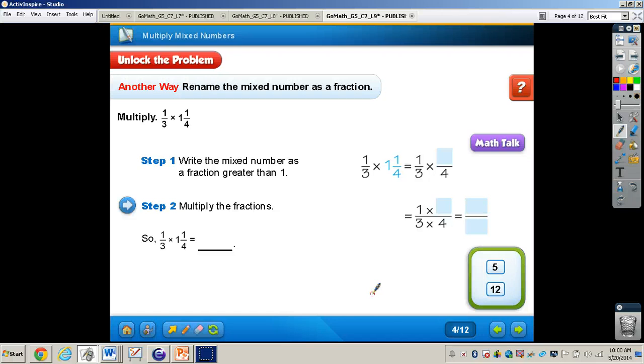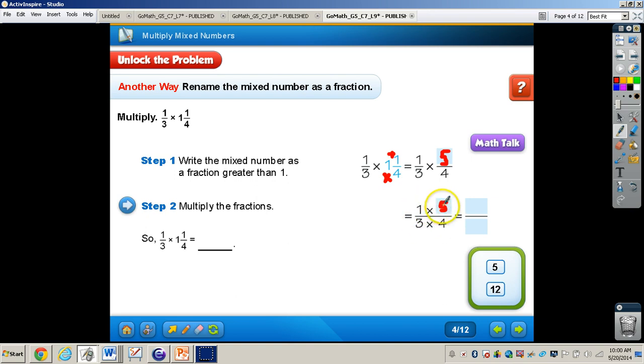Okay, now another way to do this is rename the mixed number as an improper fraction. So we have to multiply 1/3 times 1 1/4. Our first step is to write the mixed number as a fraction greater than 1. So we have 1/3 times 1 1/4 equals 1/3, we just rewrite the regular fraction, okay? And then what we do here is we multiply the denominator by the whole number, then add the numerator, which gives us 5/4. Okay, then from here, what we do is we multiply the fractions, 1/3 times 5/4.